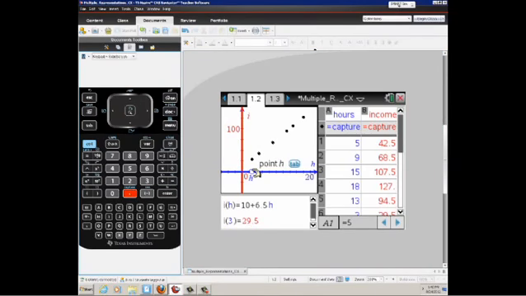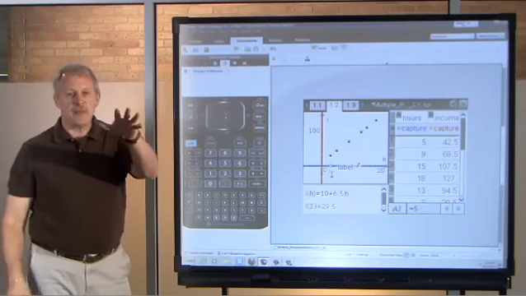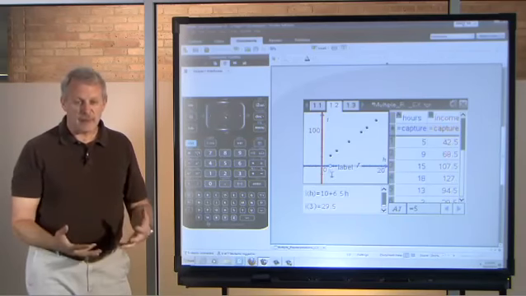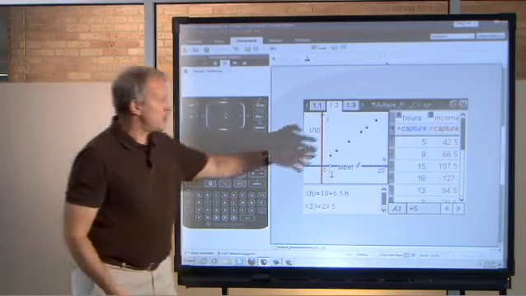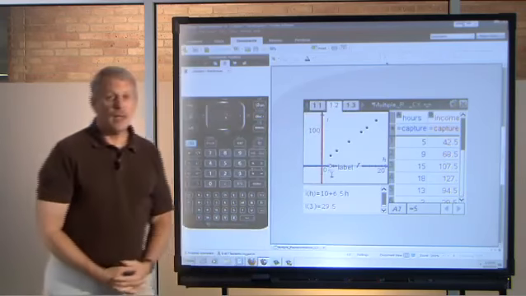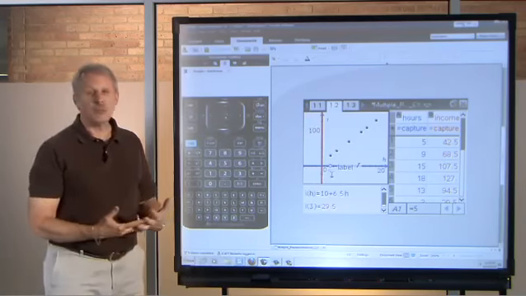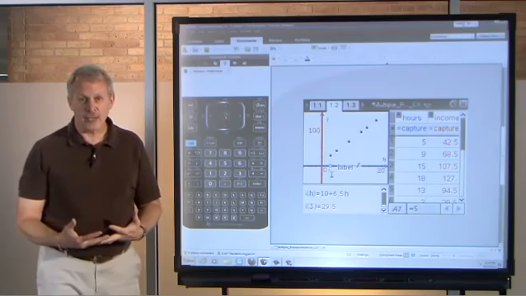Now, as they're doing this, they're noticing that the data does seem to fit a linear model, and we would have them discuss that. And then we would ask them to say, well, how would you find an equation to model this? And we're hoping that they would say, well, pick 2 points, find the slope, find the y-intercept.